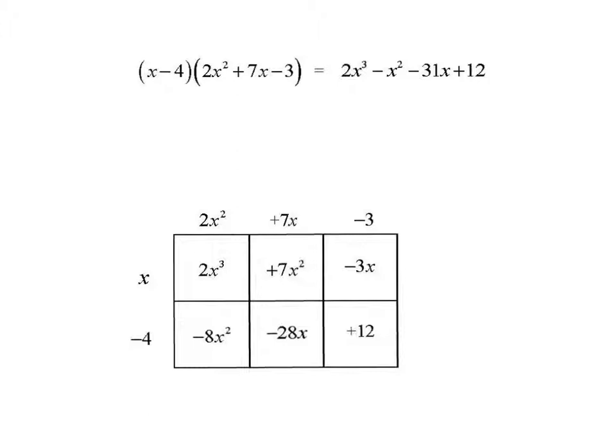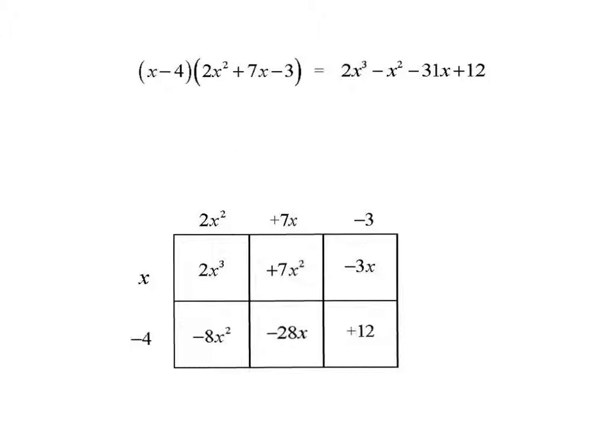But notice that when it's written out as the answer, we've collected like terms. So for example, this minus x squared came from the negative 8x squared added to the 7x squared. Similarly, the negative 31x came from the minus 3x plus the minus 28x.